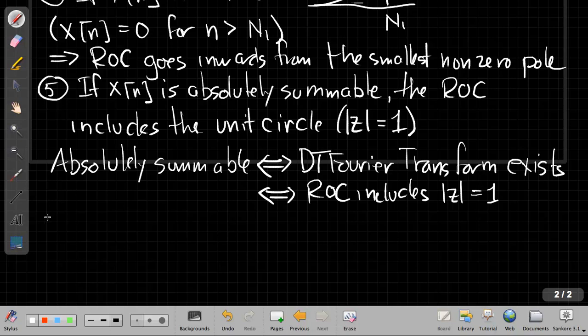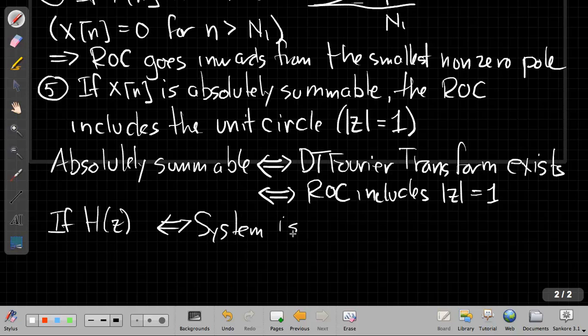And if we're talking about H of z, then this is also equivalent to saying the system is stable. So the z-transform makes it very easy to tell when the system is stable or not. Just look at the unit circle.